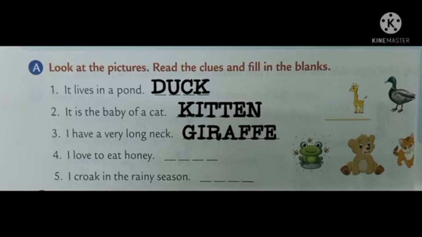Look at the picture over here. Can you tell me who loves to eat honey, children? Yes, bear. So what will you write over here? Bear. B-E-A-R. Bear. Next one. I croak in the rainy season.